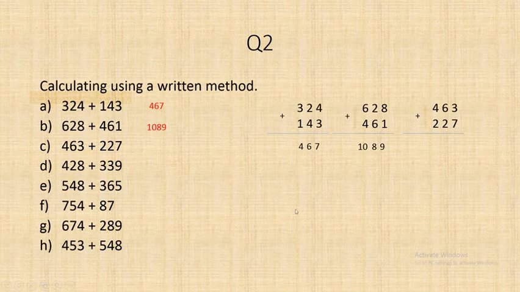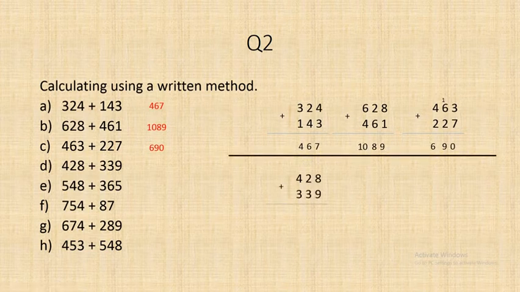Okay, question number C, 463 plus 227. So I will add 3 plus 7 equals 10, so 0 and carry 1. And after that, 7 plus 2 equals 9, and 4 plus 2 equals 6. So the answer is 690. Then, question number D, 428 plus 339. So add the 8 with the 9, so it's going to be 17. So 7 and carry 1.